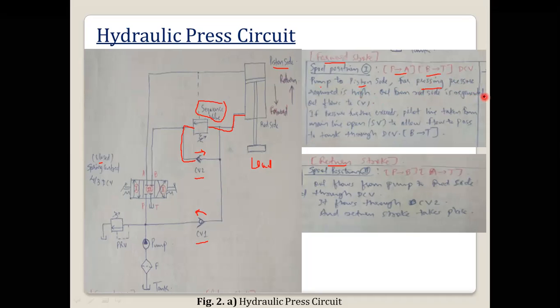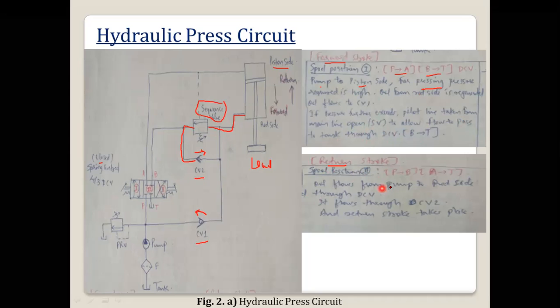Then oil from the rod side is regenerated. You can see that oil from the rod side is coming here, so that again it will go to P to A, so that oil is regenerated. If the pressure further exceeds, the pilot line taken from the main line opens the sequence valve to allow flow to pass to the tank through the DCV. So this we will discuss, how it will work.